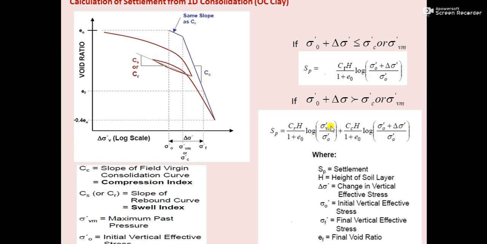Here you are not saying sigma naught dash plus sigma dash, because the soil will be experiencing more pressure than the soil has experienced in the past after the construction. So up to the point of the maximum past pressure, the formula will be using rebound index value. Beyond that, the formula will be using compression index value. So this Cc value will be used after that, and after that the formula is simple.